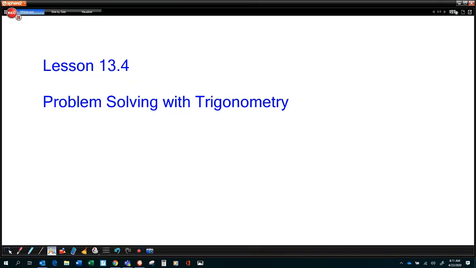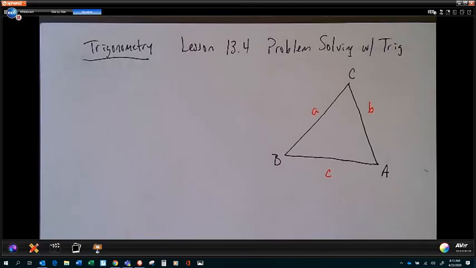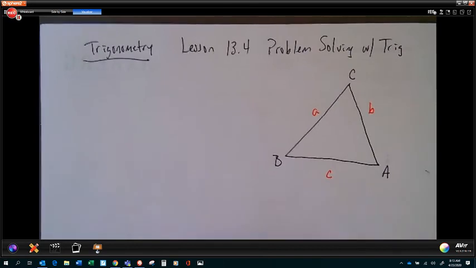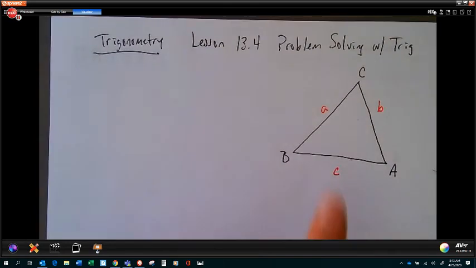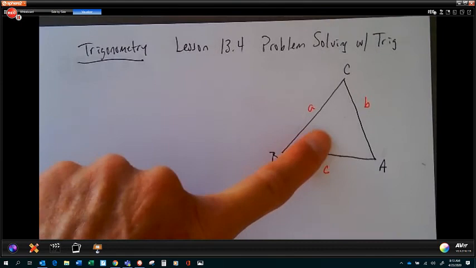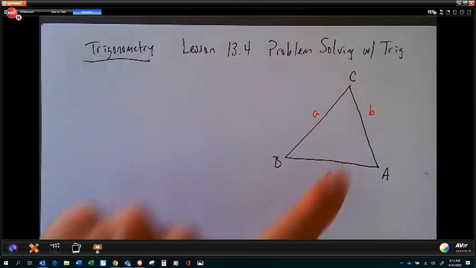Today's lesson 13.4, problem solving with trigonometry. This is where the rubber really meets the road with trig and practicality. We'll cover a couple of problems that you might find useful or seemingly useful. Okay, let's start with triangle ABC and side lengths, of course, the opposite, A, B, and C.